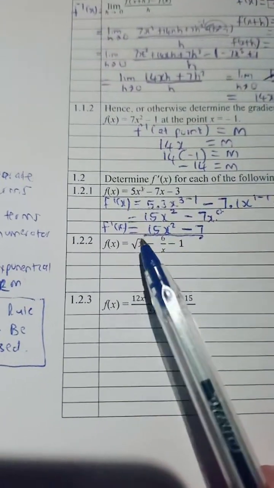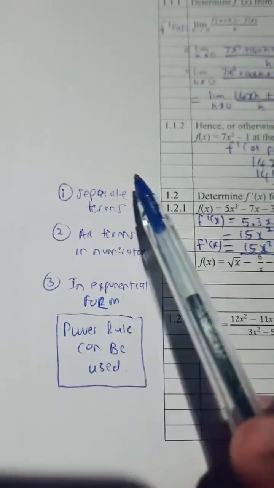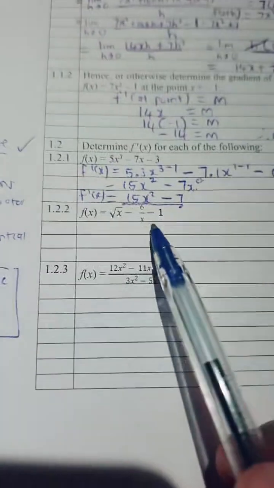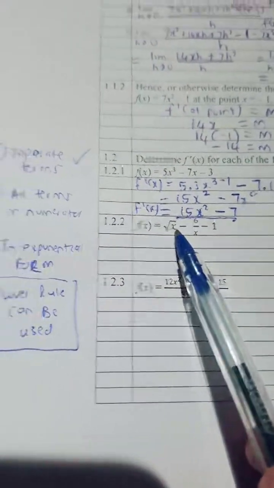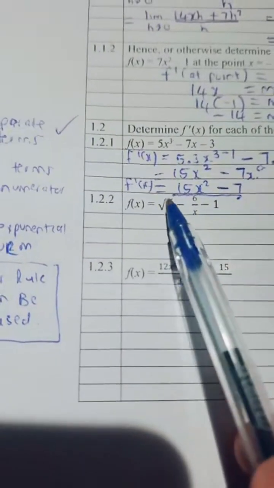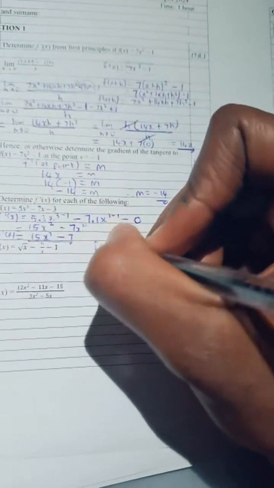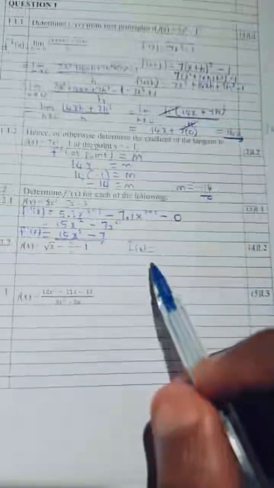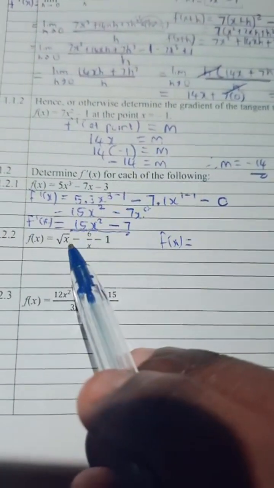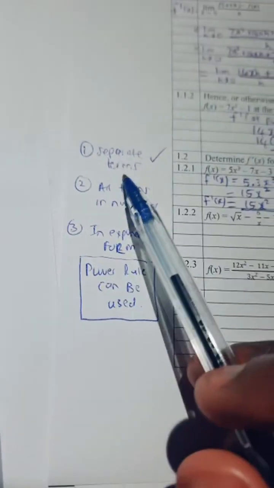Firstly, how many terms? 1, 2, 3. So they are separate, so tick, we are separate. Second, are all terms in the numerator currently, and in exponential form? This term is in the numerator, but it's not in exponential form, but we can rewrite it so that it is in exponential form. We still keep f of x because we are not differentiating yet. We still want to get everything prepared first.